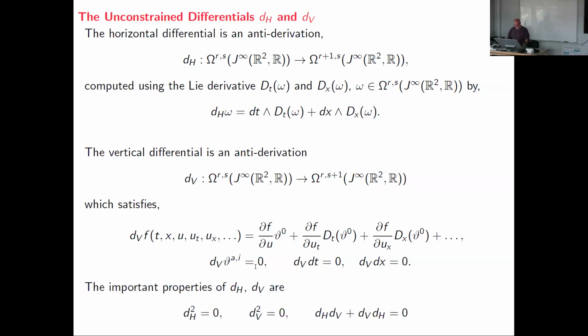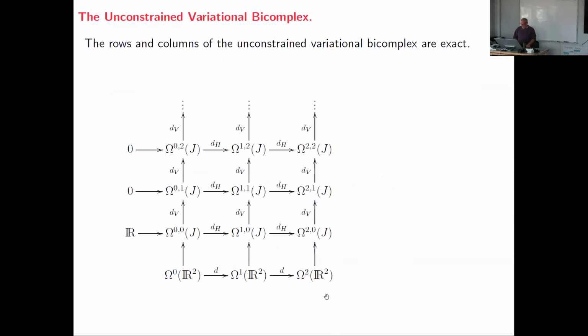Probably the most important properties of these operators are that dH squared is 0, dV squared is 0, and they anti-commute. Those are some properties. And it's reasonably easy to keep track of this by writing this diagram here.